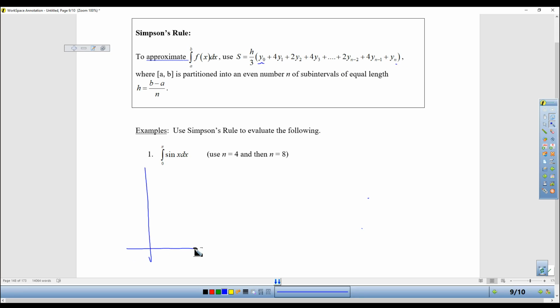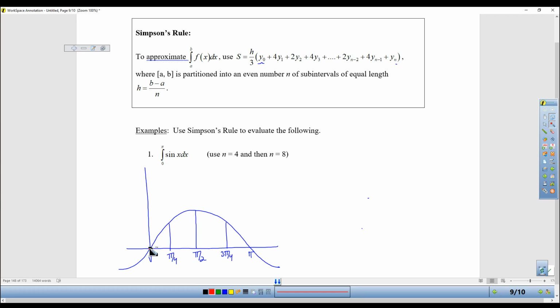So sine from 0 to pi. You know the sine goes like this, but we're just going to look at this one section. So here's pi halves, pi fourths, 3 pi fourths. If we did it by trapezoid rule, we would get a pretty nice answer, right? It's not going to be that bad. But Simpson tweaked it. He figured out a way to make it even better.